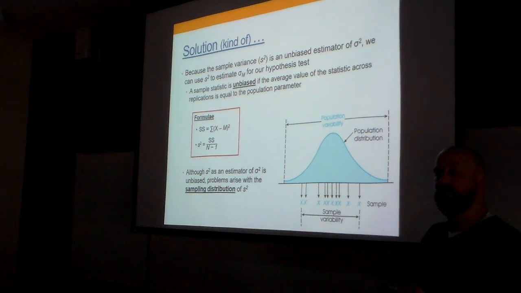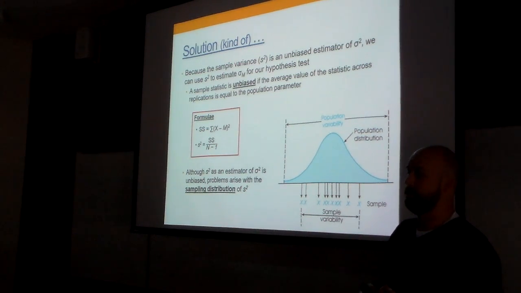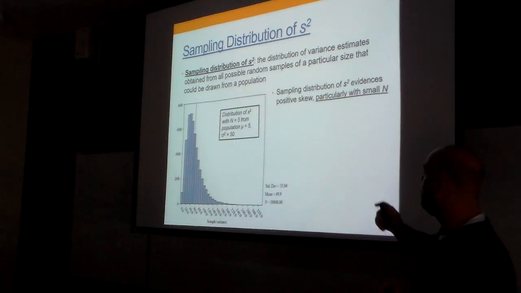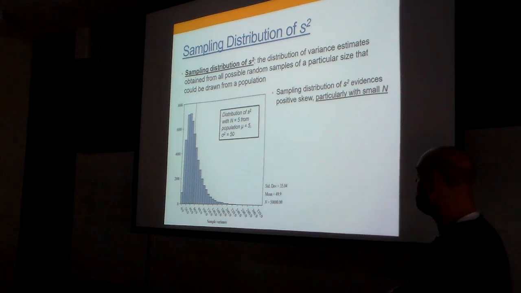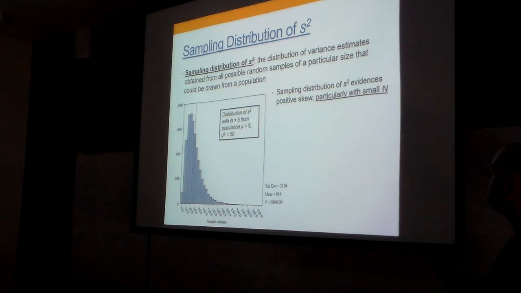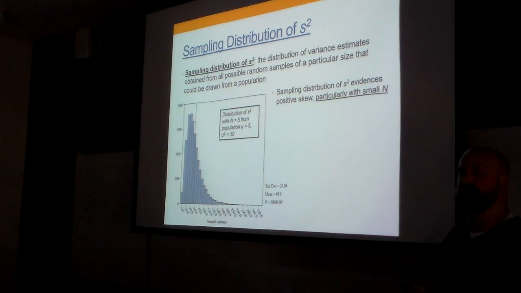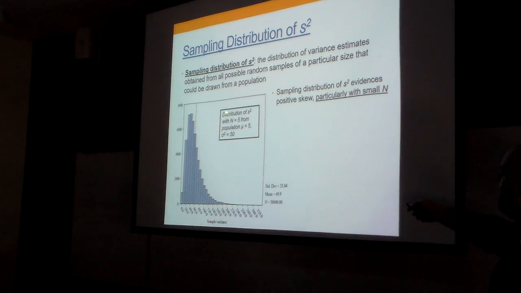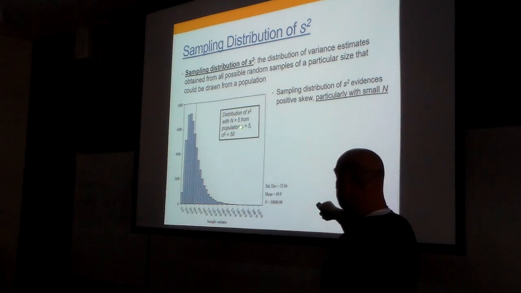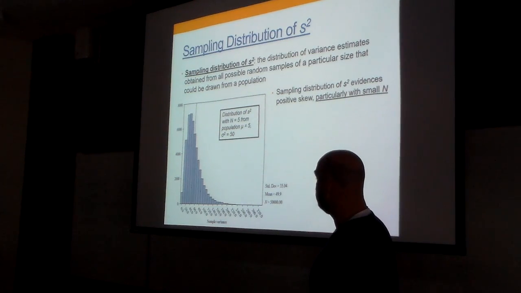But just like we took our sampling distribution of the mean, when we take the sampling distribution of standard deviation or variance, we run into some problems. So our sampling distribution of variance is the distribution of variance estimates obtained from all possible random samples of a particular size that could be drawn from the population. So sampling distribution is the same as what we were talking about before, right? If this is my distribution of sample variances of n equal 5 from a population with mean of 5 and variance equal to 50. Okay.